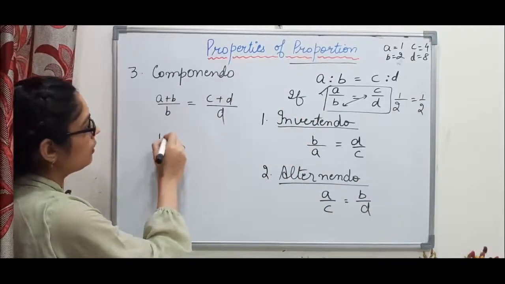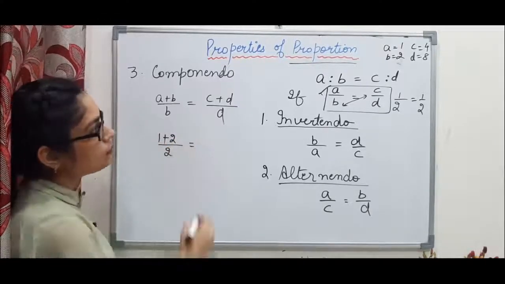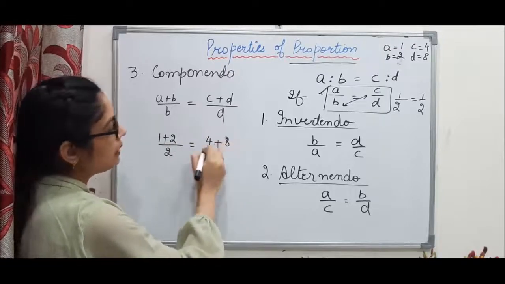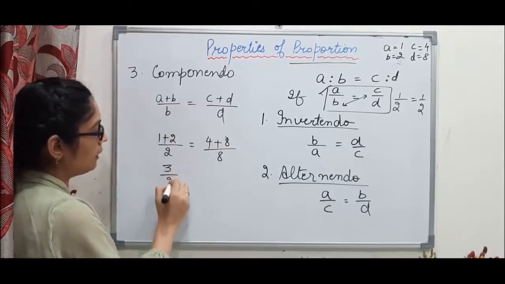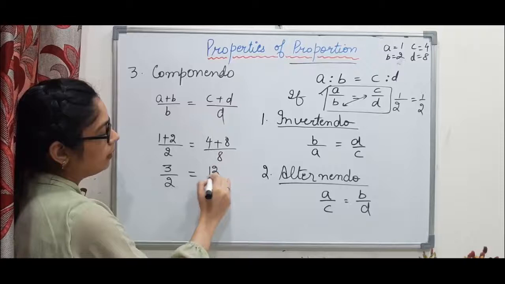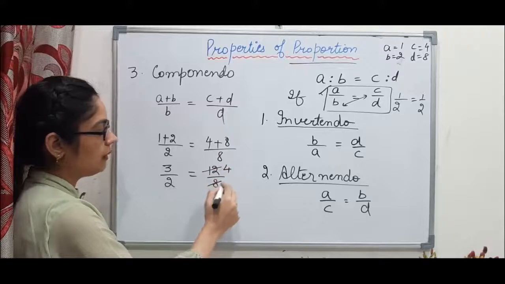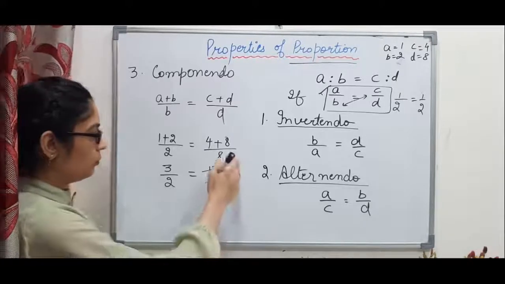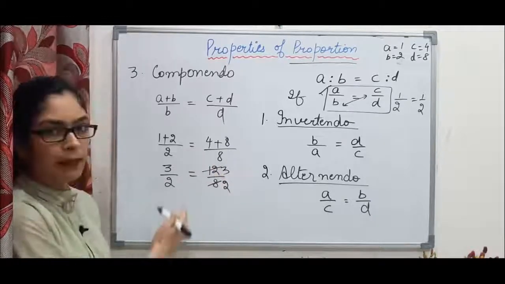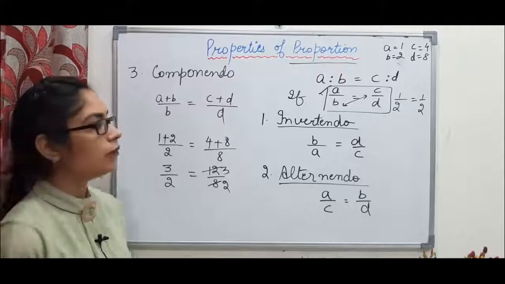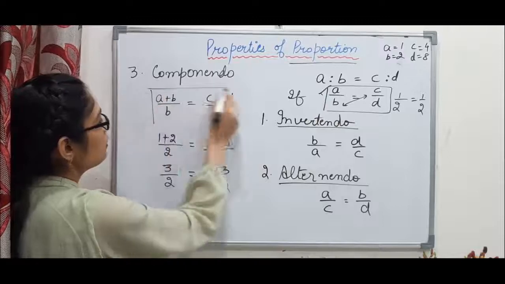So here we can just substitute. A is 1, B is 2, so 1 plus 2 by 2. C is 4, D is 8, so 4 plus 8 by 8. 1 plus 2 is 3, so 3 by 2. 4 plus 8 is 12, so 12 by 8. This also we can cancel using the table of 4. 4 into 3 is 12, 4 into 2 is 8. So 3 by 2, 3 by 2. Both sides are equal. So yes, it is true that if this is equal, then this is also equal.